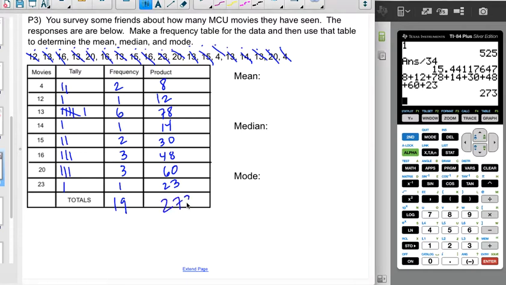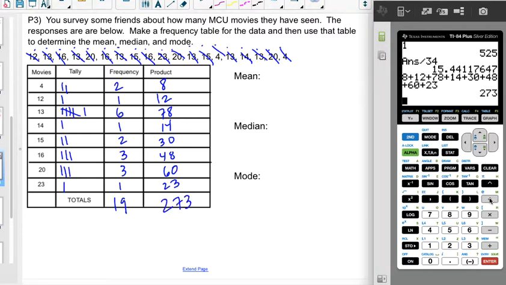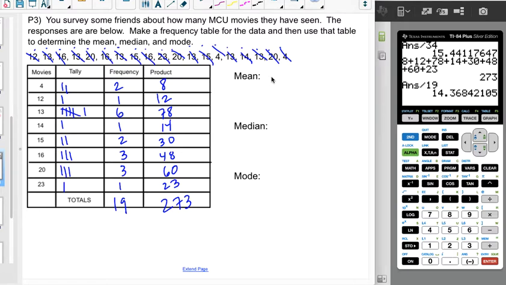I'm going to divide that by 19. And I'm going to get that the mean is that 273 divided by 19, which is approximately 14.368. And that fits, right? Because there were a decent number of people under 14, but there's a lot of people over 14, so that seems about right.